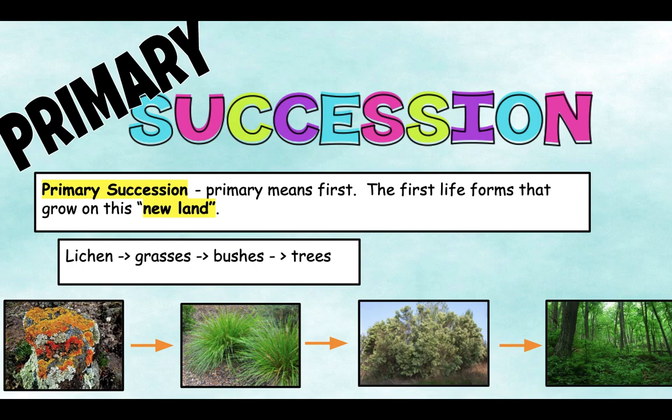So primary succession happens when new land is formed. Nothing has ever grown there before. And then all of a sudden, something starts to grow. The pioneer species start to grow. That is primary succession, the very first.